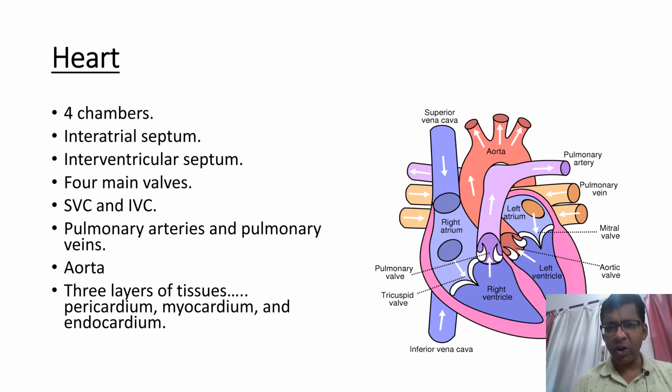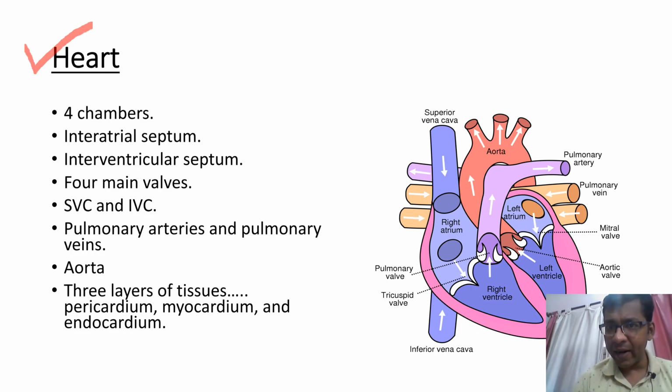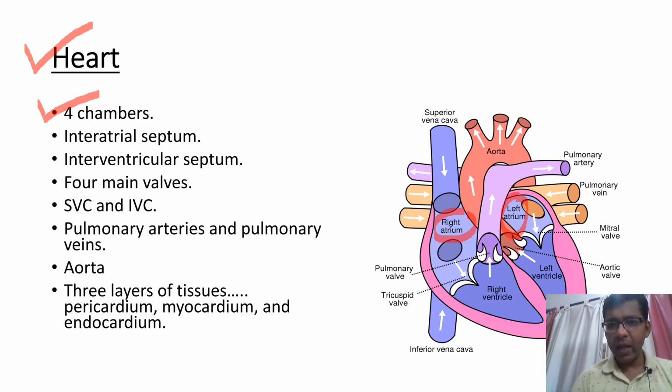Coming to the major organ called the heart, we have to study the heart in detail. The basic anatomy of the heart is that it has 4 chambers. Kindly see the picture I am marking here. The 4 chambers are left atrium, right atrium, right ventricle and left ventricle. These are the 4 chambers of the heart. You have to remember them, and remember the spelling also.